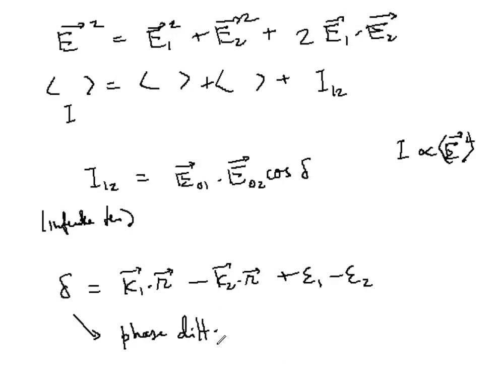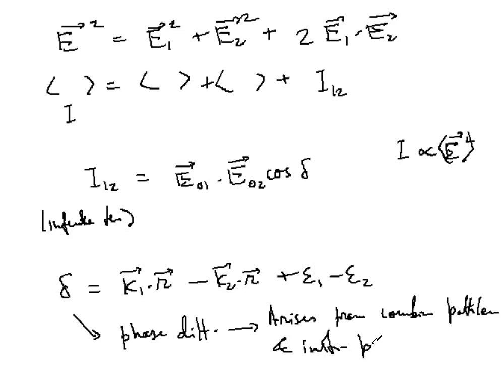Okay. Now you see, as I was saying, this is the phase difference, and this basically arises from the combined path length and also the initial phase angle difference, which is this one, and this is the path length. Okay, so these are the two terms. So basically you can say that it is equal to the sum of these two terms. Fine.